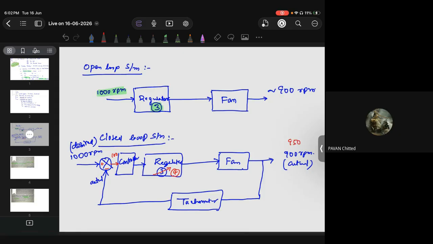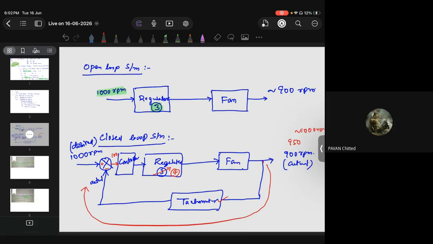This 950 will be read by the tachometer and again passed to the error measurement. Now we'll have an error of 50. Again, the controller will act. This cycle repeats until we get 1000 RPM. Basically, the difference between open loop and closed loop systems is this feedback path.